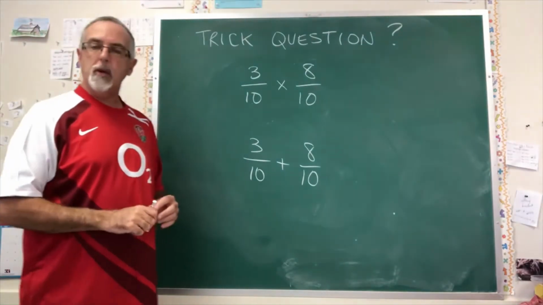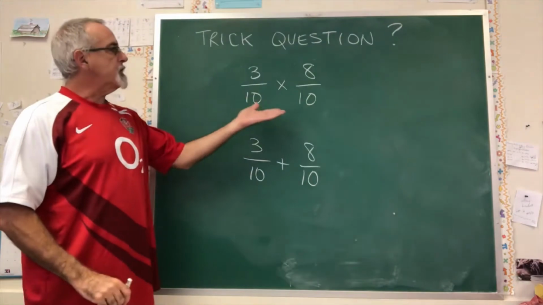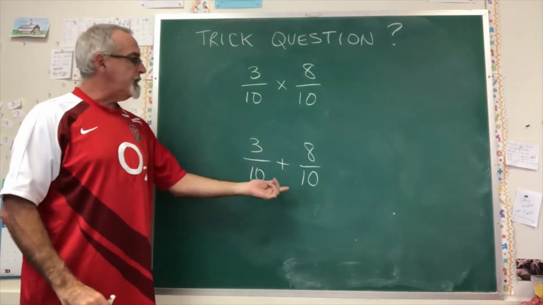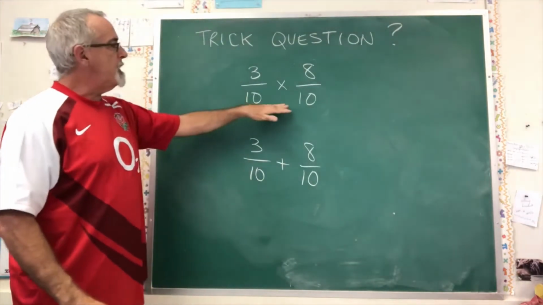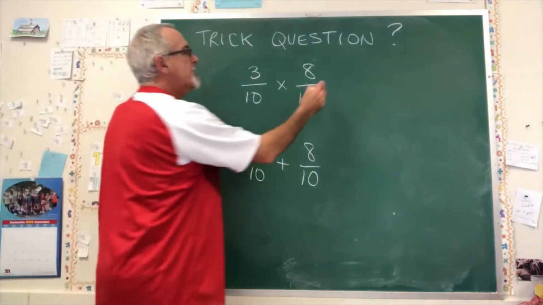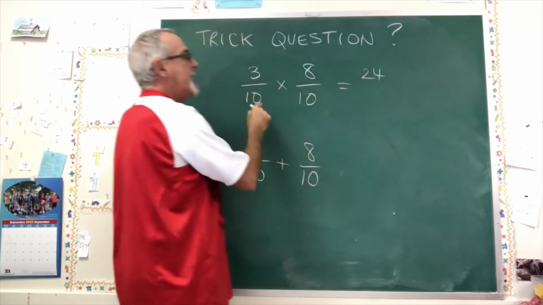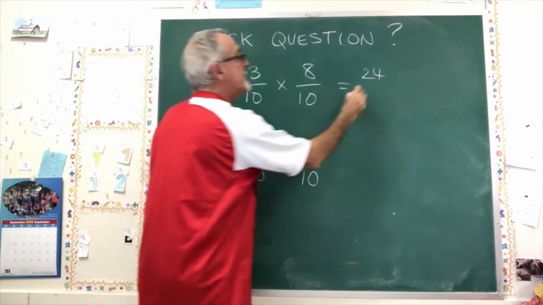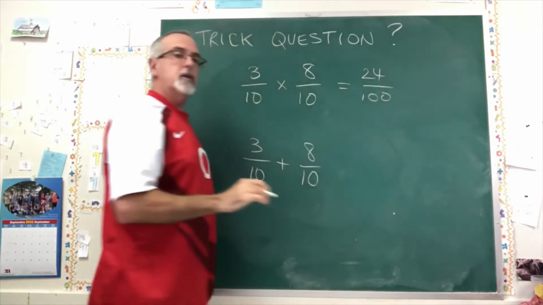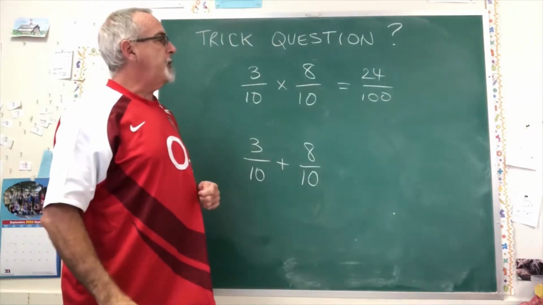Are you ready for a trick question? We have a fractions multiplication and a fractions addition. When we do the multiplication, we can just say top times top, 3 times 8 is 24, and then bottom times bottom, 10 times 10 is 100. And we have an answer, and it's a correct answer, but we can simplify this.